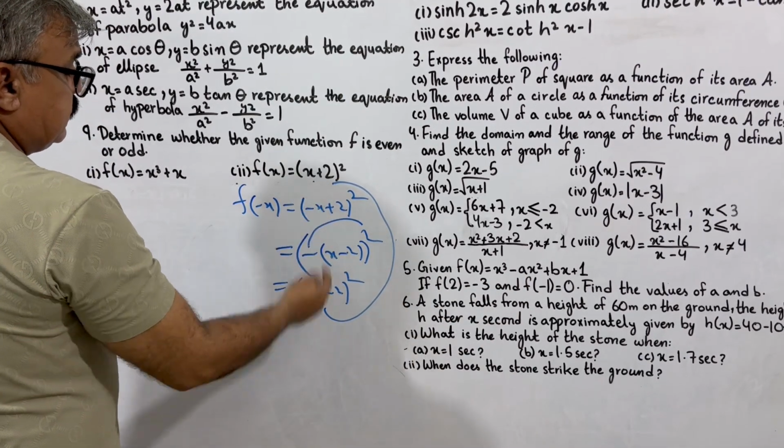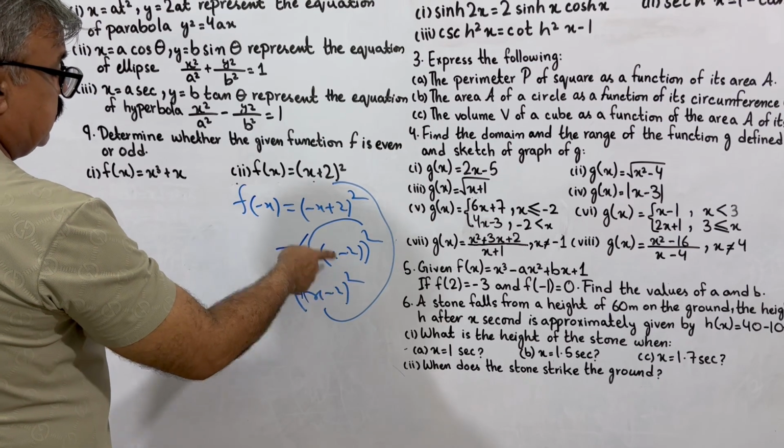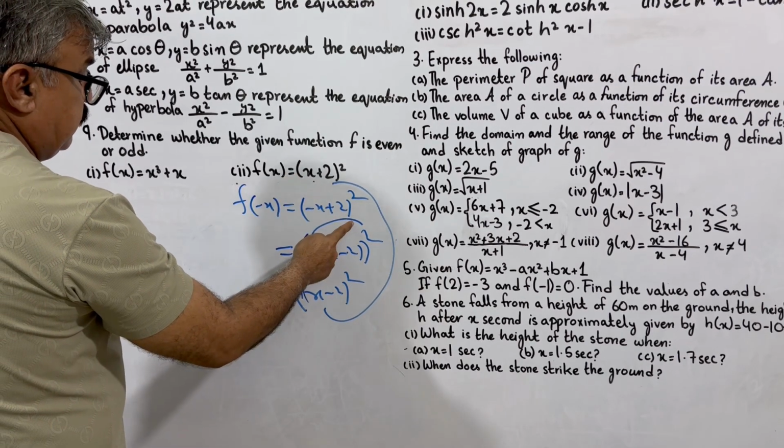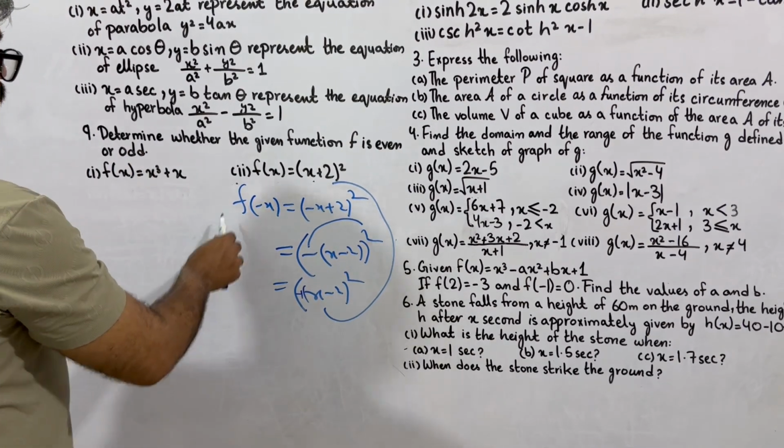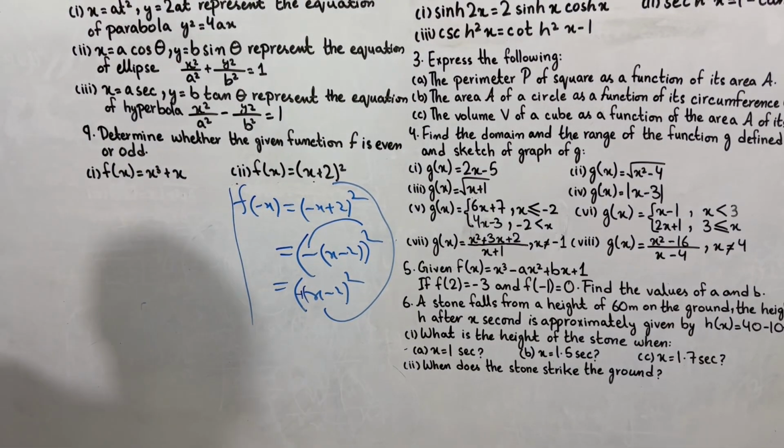Here there are two terms. The symbol of one term changes, the symbol of one term remains the same. So it is neither even nor odd. Let me conclude this once and for all, then we can erase this.